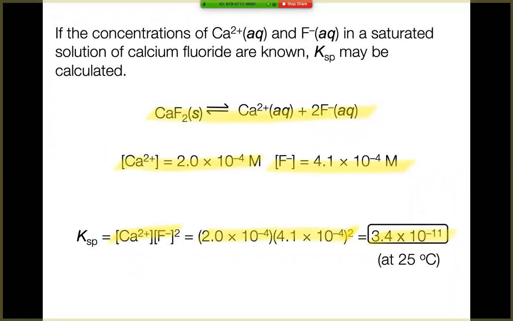I don't know if I skirted around this, and I didn't mean to. KSP is technically for a saturated solution. Once that saturation concentration has been met, you calculate how much calcium and how much fluoride are in that saturated solution, and those amounts give you KSP. So it's the maximum amount of solubility. That's what KSP is: the maximum amount of solubility.